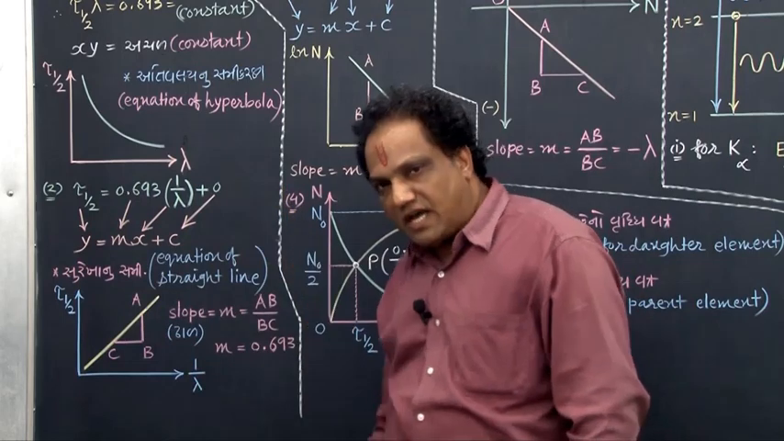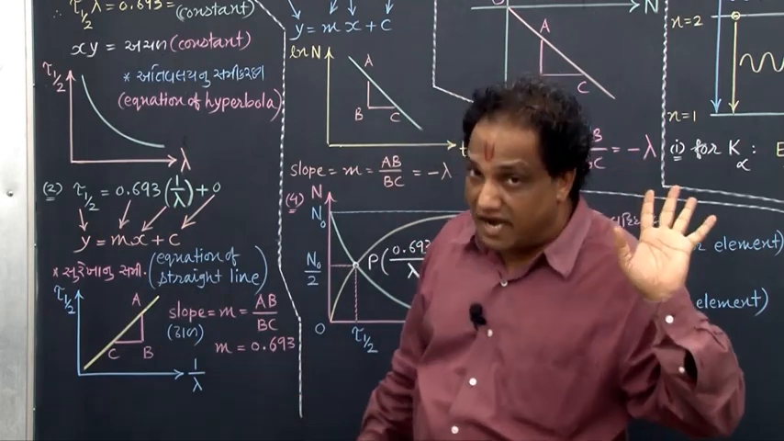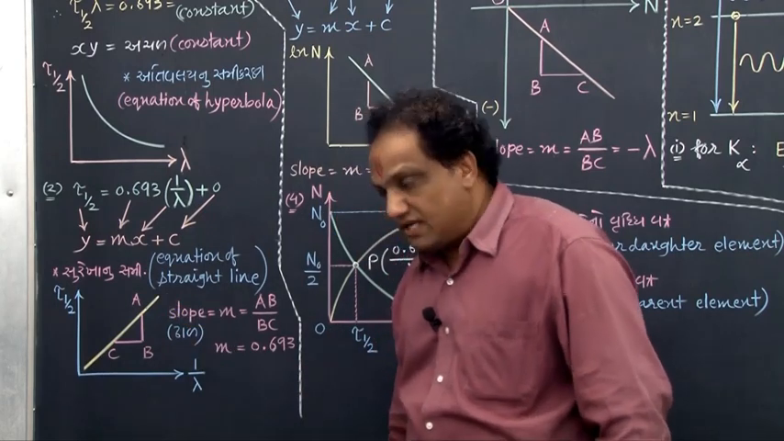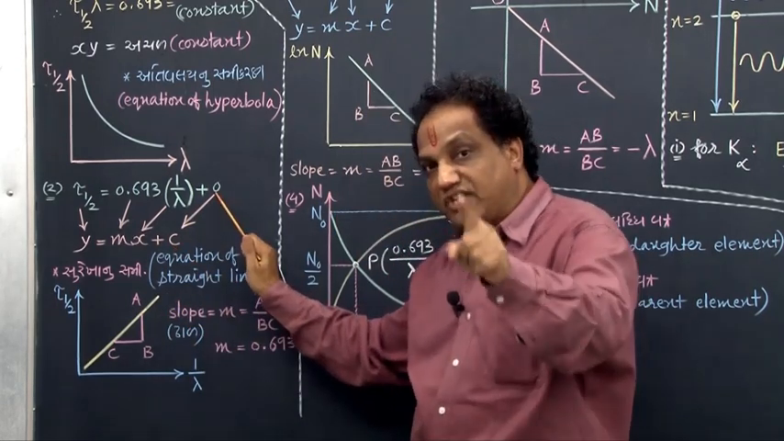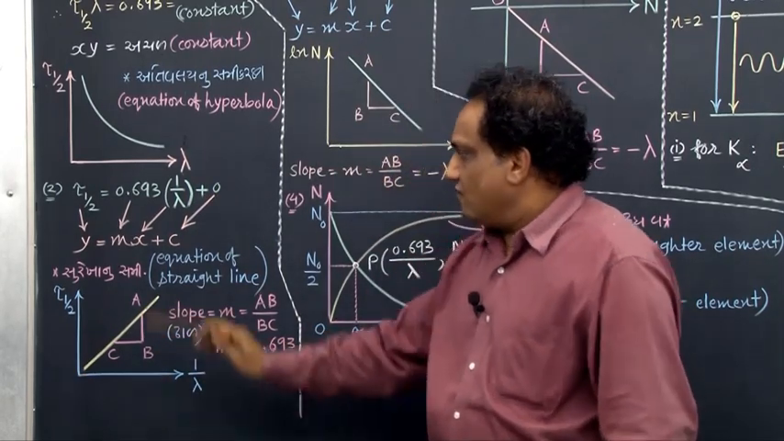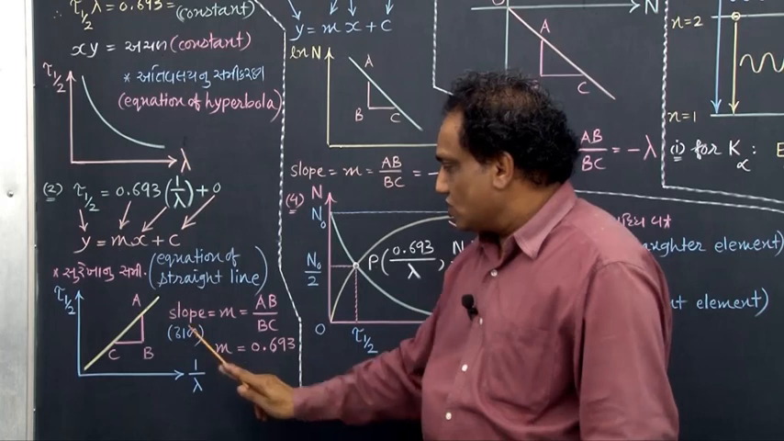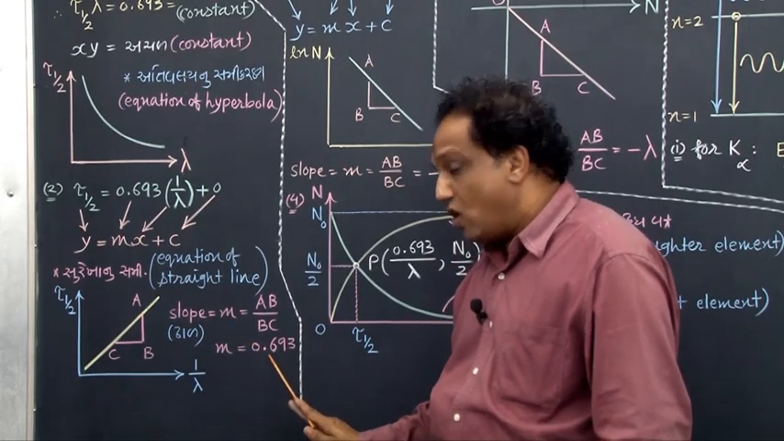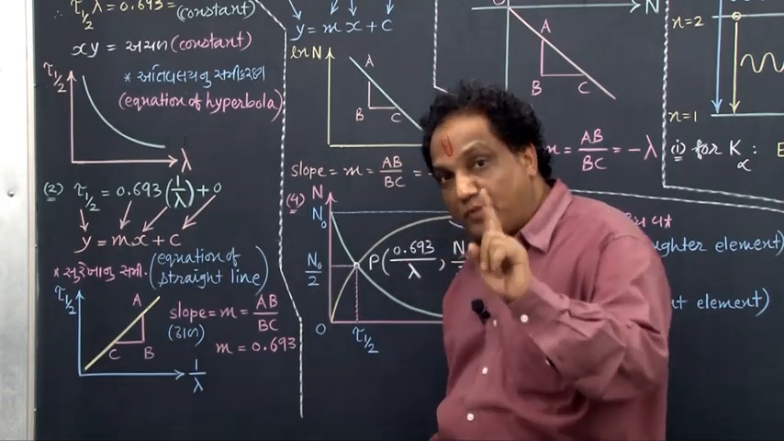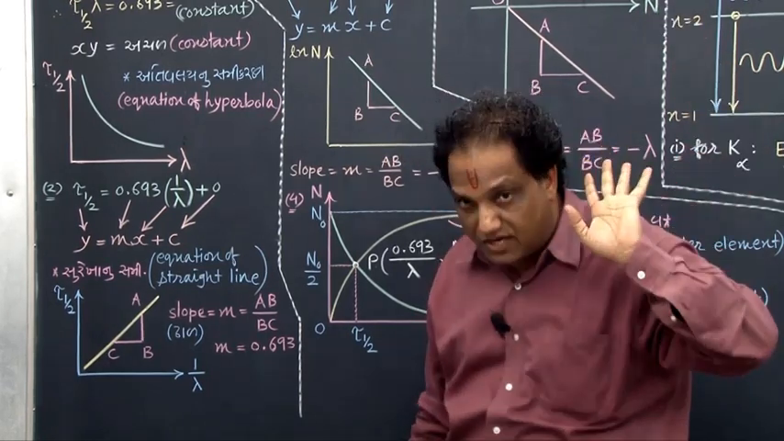If this is equation of a straight line, then you may say graph of tau half versus 1 upon lambda must be straight line. Come on, graph of tau half versus 1 upon lambda, you can see it is a straight line. Not only that, whenever c equals to 0, that graph is passing through origin, okay? For such a graph, what is the slope? Slope is m, and that m value is right now 0.693, okay? And because it is a rising graph, slope is positive. For a falling graph, slope is negative.